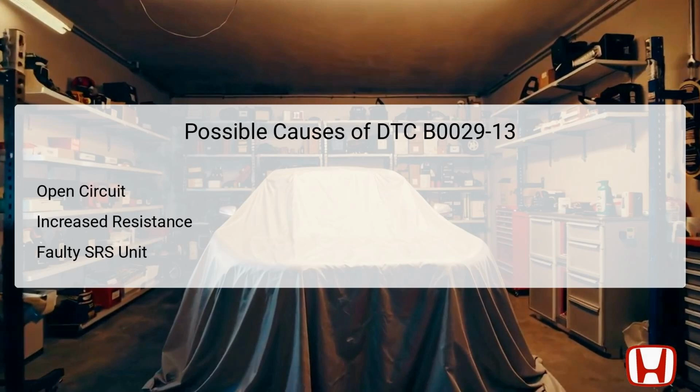Lastly, a faulty SRS unit might be to blame, meaning that the central system that interprets signals from the airbags may malfunction, thus misreporting issues or failing to detect actual faults. Each of these causes needs to be thoroughly tested and ruled out to accurately identify the underlying problem.